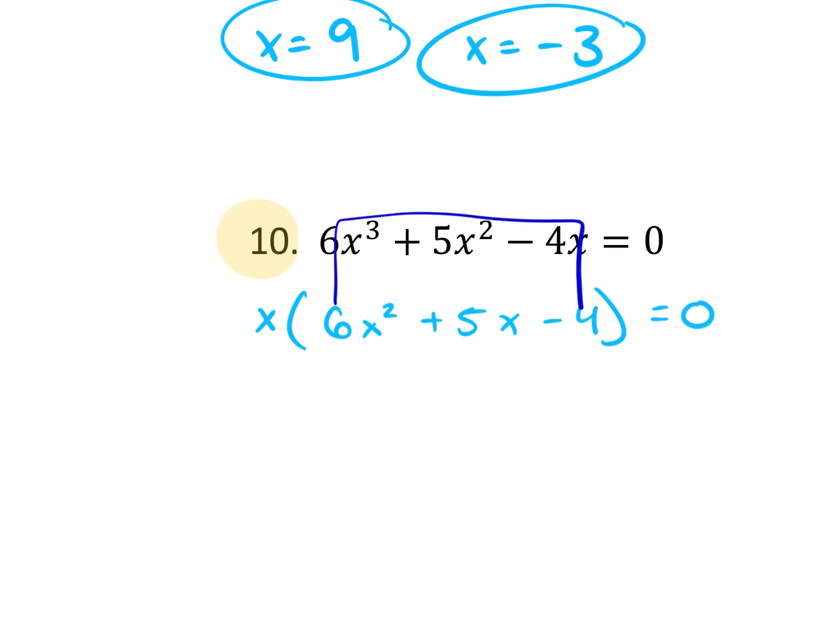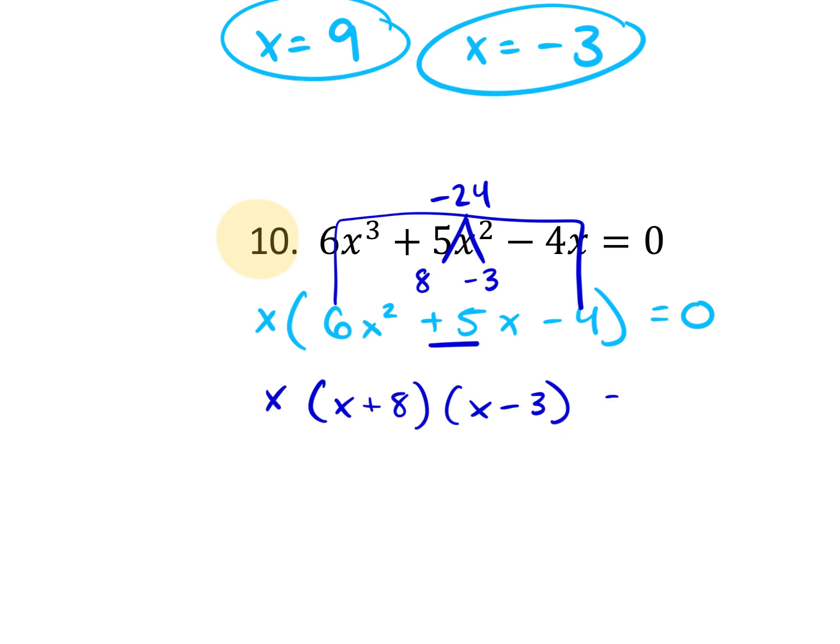Awesome. Multiply the first times the last, so we get negative 24. What are 2 factors of negative 24 that add to 5? 8 and negative 3. Perfect. They multiply to negative 24, add to positive 5. So we have x plus 8 and x minus 3, and that x on the outside.